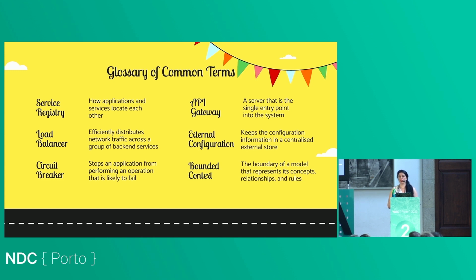External configuration, this is really, really important. This is taking all of your configuration out of your applications and putting them in a centralized place. This means that you can update them live, that all your instances share the same configuration. You can share configuration across different applications. So this is a really interesting thing that you should definitely look into.